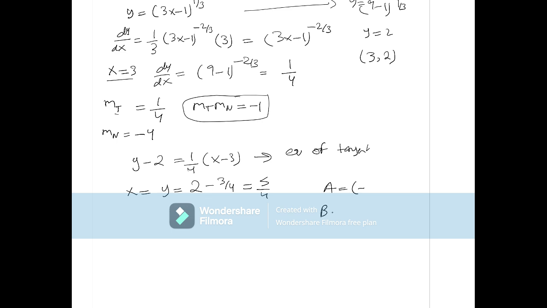Let me just wait a minute. And when your y is 0, your x is minus 5. A is the point where the tangent passes the x-axis, so that is where your y is 0. So that point is (minus 5, 0), and vice versa (0, 5 by 4). B is the point on the y-axis and A is the point on the x-axis.